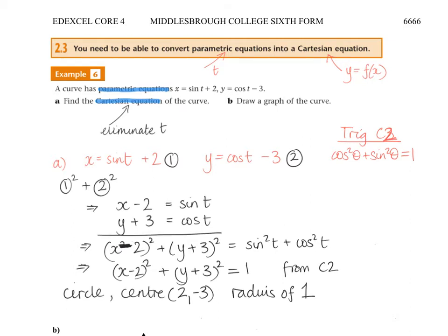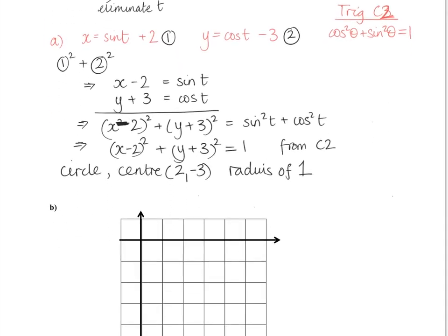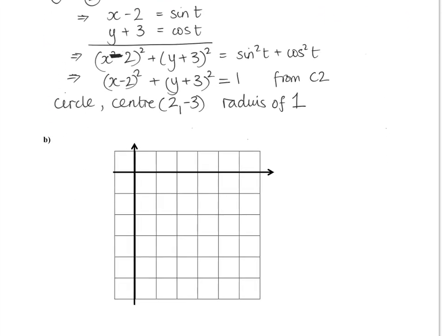So let's have a look at what that would be like if we draw it. We've eliminated t, which is the parameter. We've now got Cartesian coordinates x and y. So it's centre, if I make that 1, 2, label. So it's centre 2, minus 3 and a radius of 1. So it's going to look something like that.